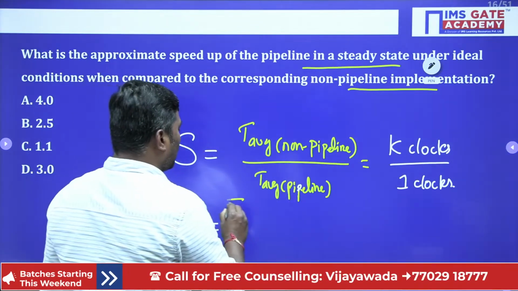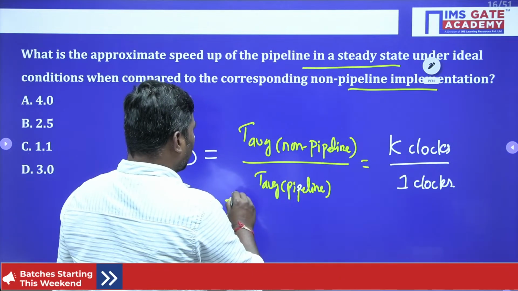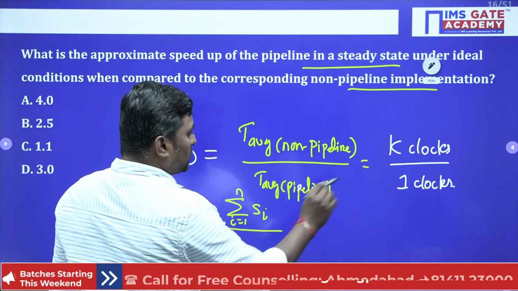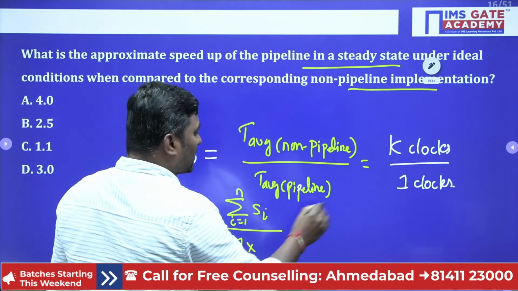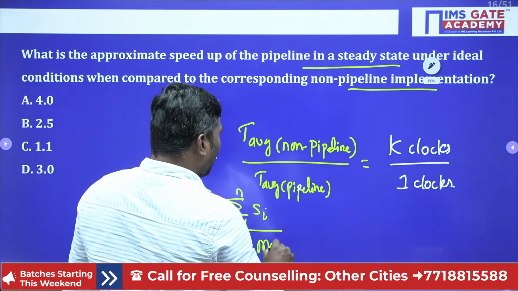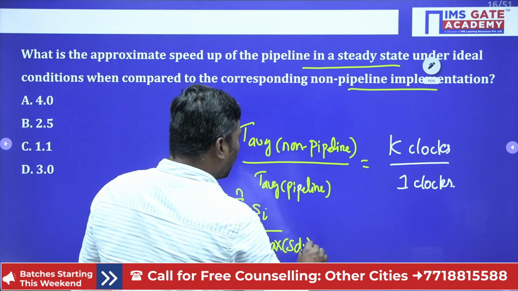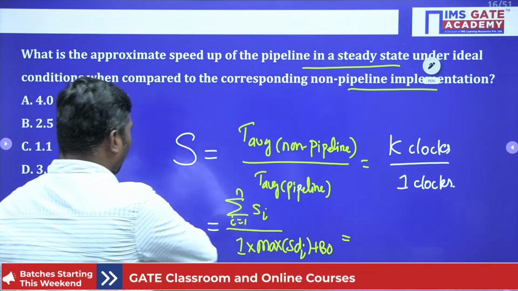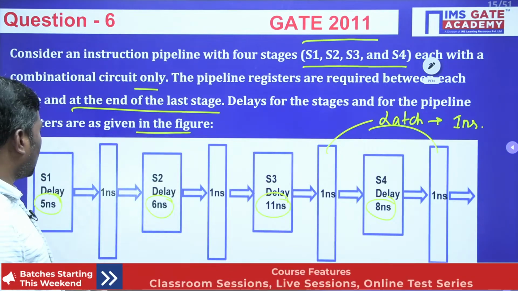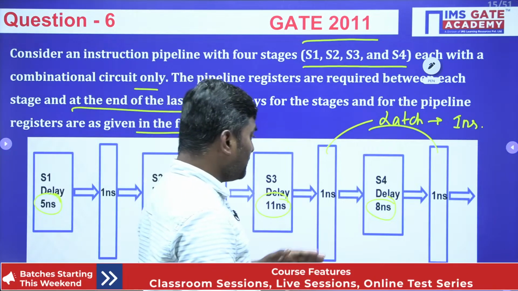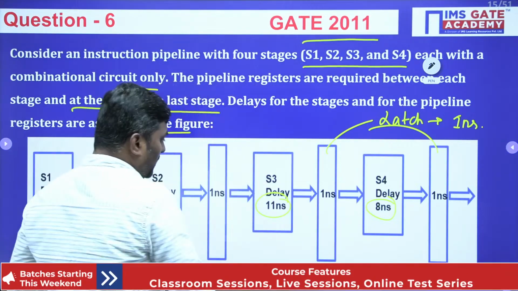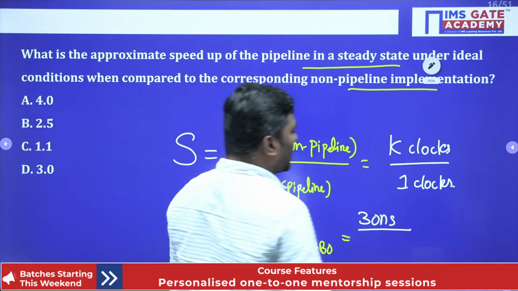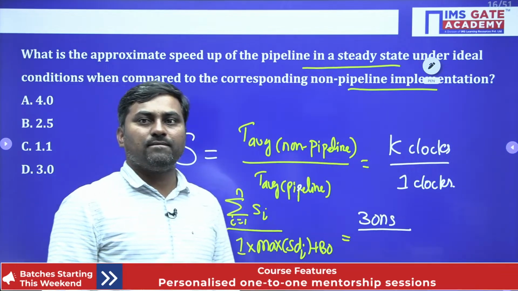So simply summation i equal to 1 to n stages, the stage delay sum, divided by the clock period. How to get the clock period? Maximum ith stage delay plus buffer overhead. Sum of these values: 5 plus 6, 11, 11 plus 11, 22, 22 plus 8, so 30 nanoseconds.